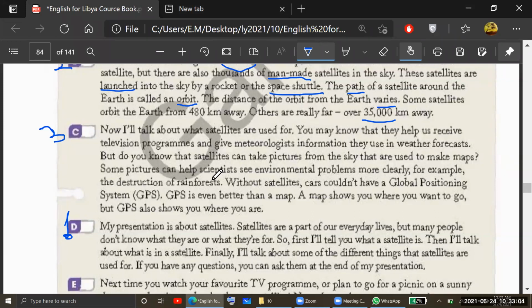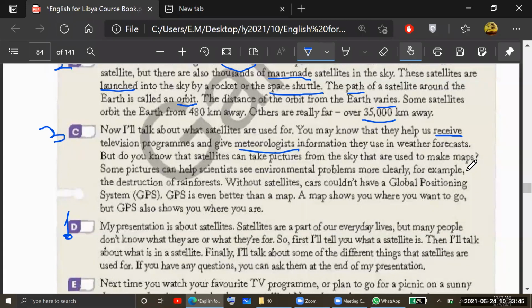Now I'll talk about what satellites are used for. You may know that they help us receive, يستقبل, television programs and give meteorologist information. Meteorologist, معلومات الطقس، نشرة جوية. They are used in weather forecasts. But do you know that satellites can take pictures from the sky that are used to make maps? مثل خرائط جوجل مثلا, Google Maps.